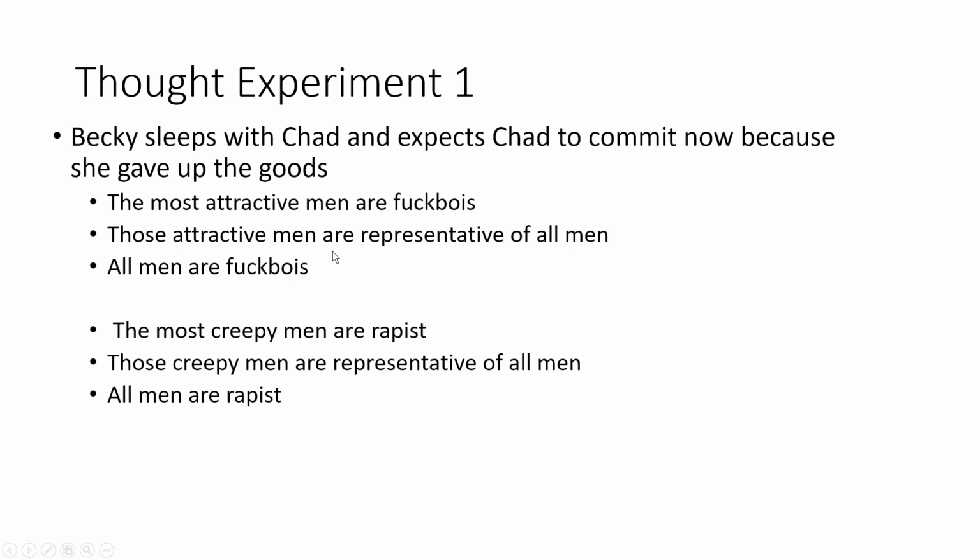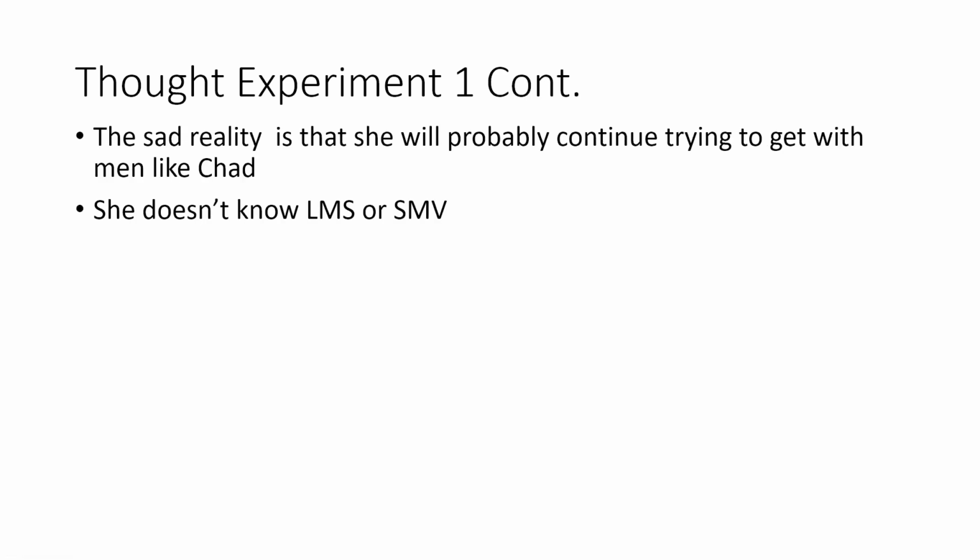So the same can be said for the nadir fallacy. Let's say Becky was sexually assaulted by a man and proclaimed that all men are rapists. Okay, well, the most creepy men are rapists. Those creepy men are representative of all men. All men are rapists. Because this is obviously fucking retarded. You should probably kill yourself if you believe any of this shit. But if you don't, hey, you're just fucking with the gene pool, right? All right, so let's continue.